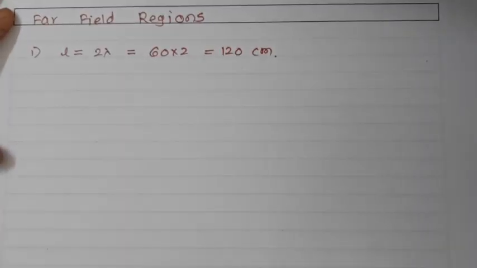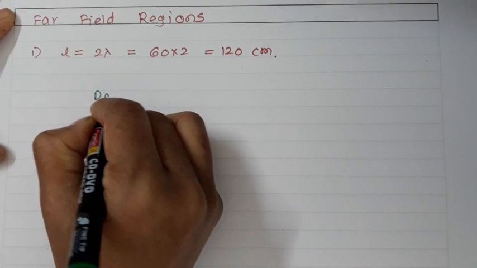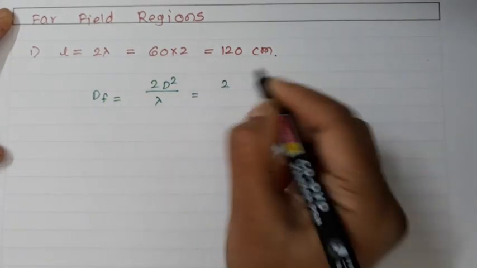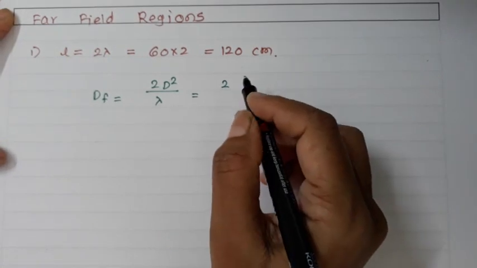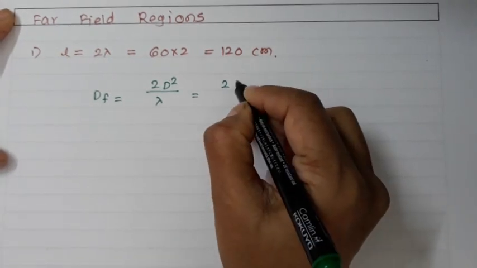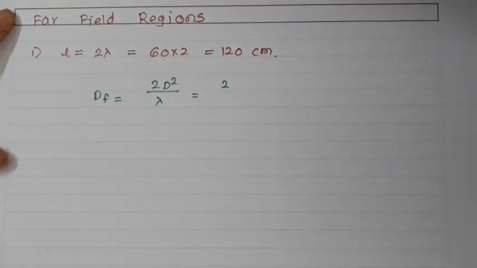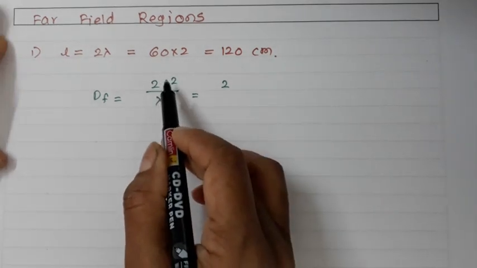Now let us calculate the far field region for this antenna. First, the Fraunhofer distance is 2d square by lambda, where d is the dimension of that antenna. As we know, the dimension of the 2 lambda antenna is 60 into 2, so the total length here is twice of that, which is 120 centimeters.